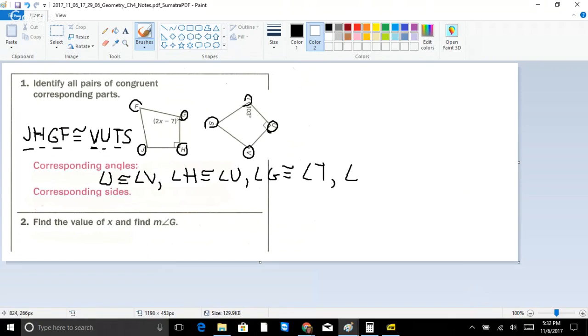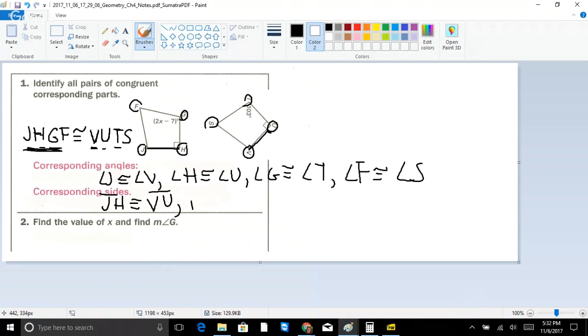And I know that angle F is congruent to angle S. So I know all those things to be true, right? Sides are the same thing. I could sit there and look and say, okay, JH is here and that's equal to VU. Or I can just use my statement. So JH is congruent to VU.